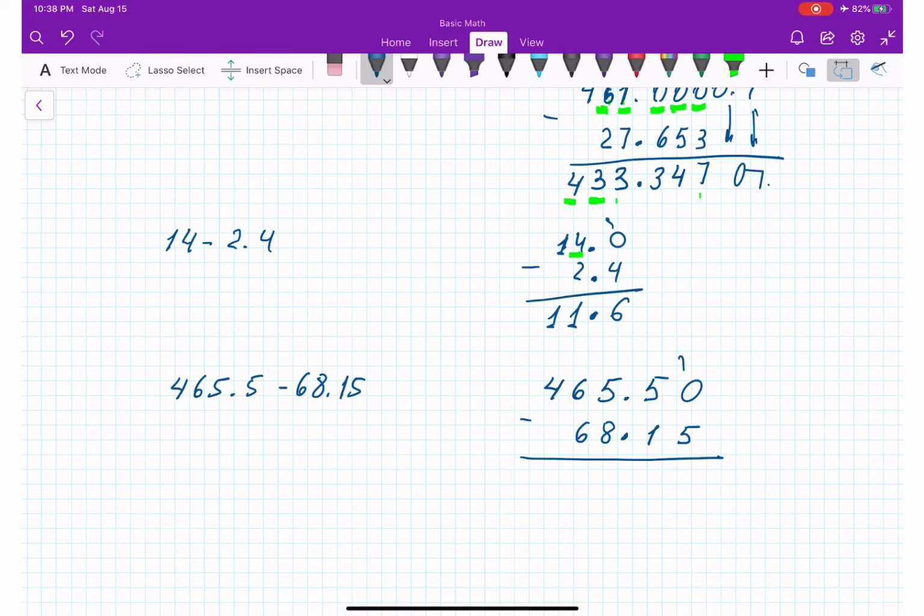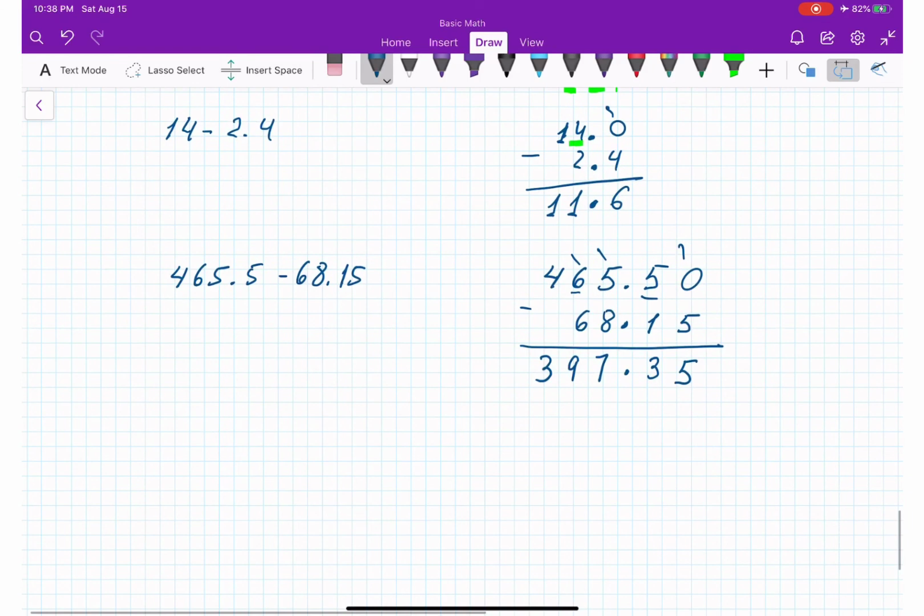So 10 minus 5 is 5. Here will be left 4, right? 4 minus 1 is 3. And then 5, I cannot do minus 8, so I'm borrowing from 6. 15 minus 8 is 7. Here is left 5. I have to borrow again. 15 minus 6 is 9, and instead of 4, I have left 3. Okay?